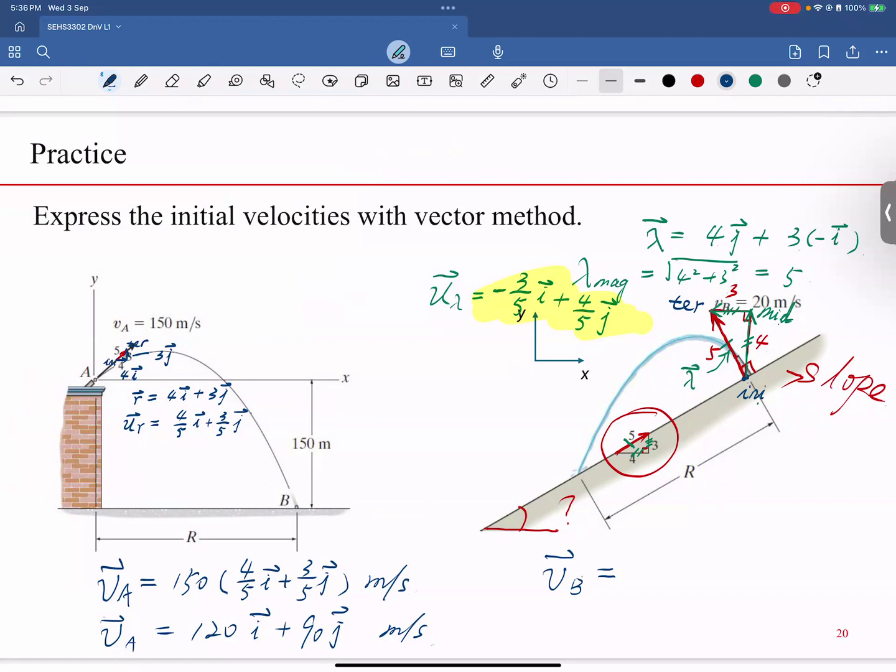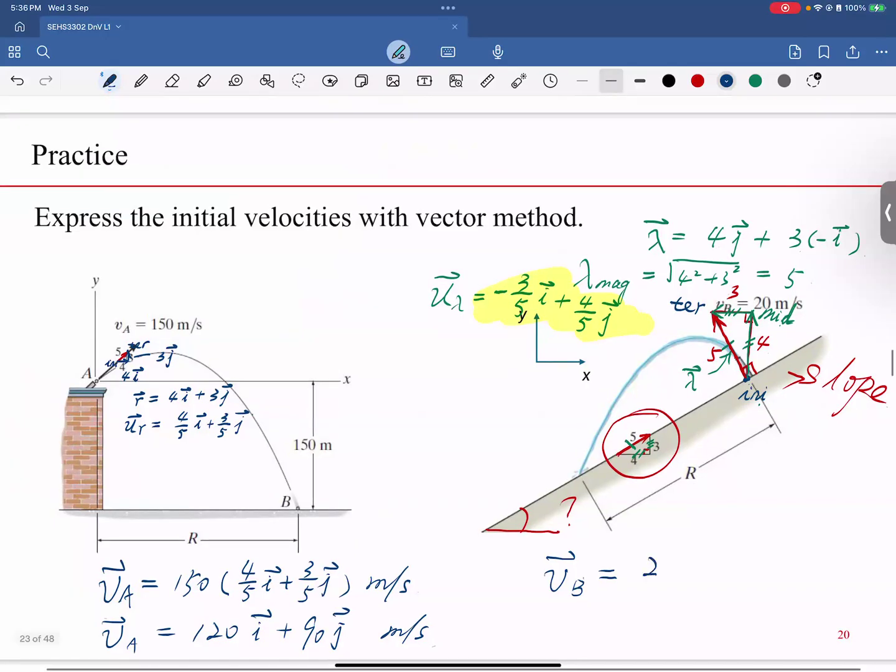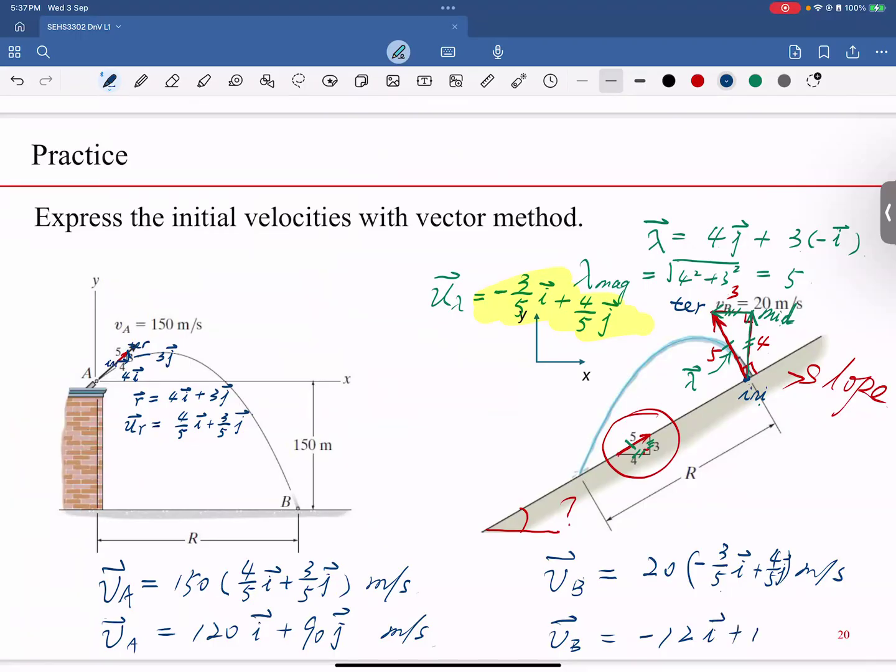For VB, you do the same thing, right? VB, it is 20 meters per second. And then the direction. Direction is just over here. Use a unit vector, negative 3/5 i plus 4/5 j. So finally, you can expand it. VB is 20/5 is 4, 4 times 3 is 12. So negative 12i plus 16j, meters per second.